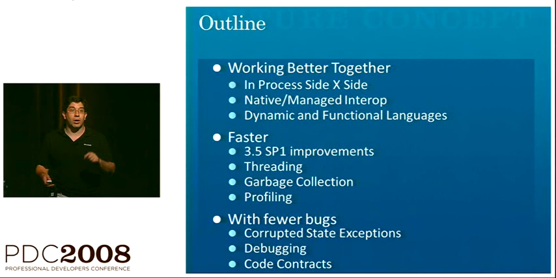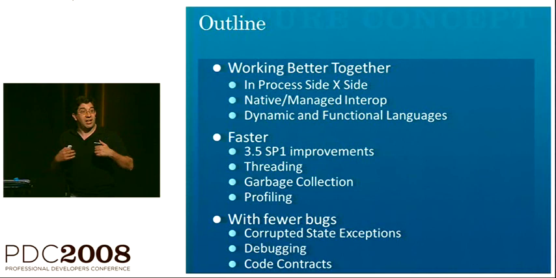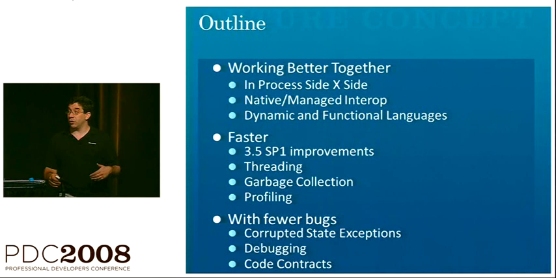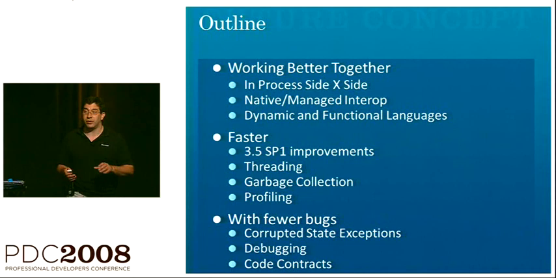In the last part of the talk, I'm going to talk about how we have fewer bugs. That's not us having fewer bugs, it's how we help you write fewer bugs. So I'll talk about corrupted state exceptions, that little bit around exception handling that I promised that gentleman in the middle. I will talk about better debugging, particularly dump debugging, but also mixed mode debugging. And finally, the stuff that you would have seen if you'd been awake at 8:30, code contracts. I'll give you a quick overview of that stuff. It's very cool. And it will also help address the null pointer thing that someone over there was asking about.